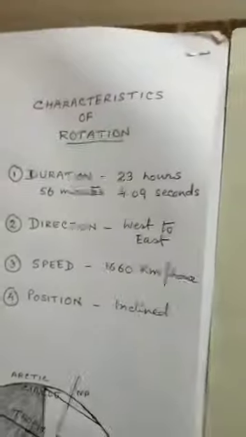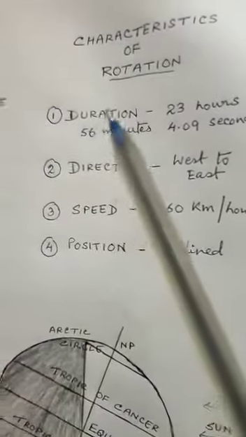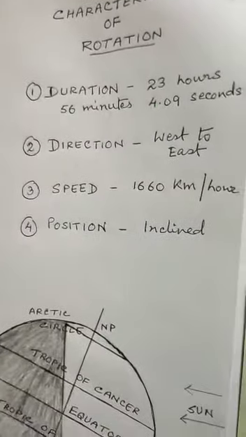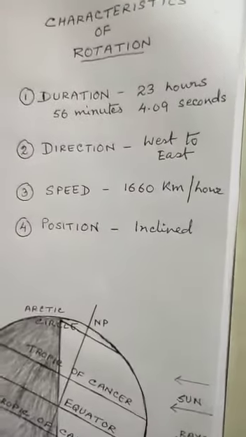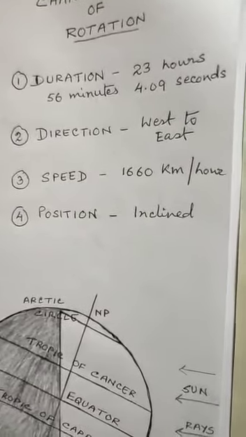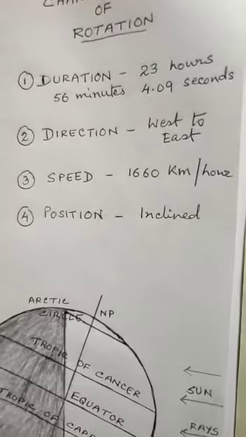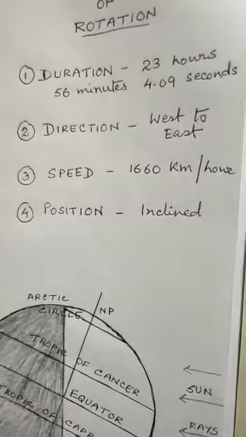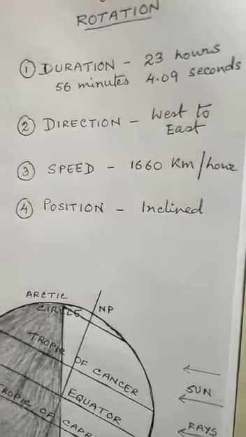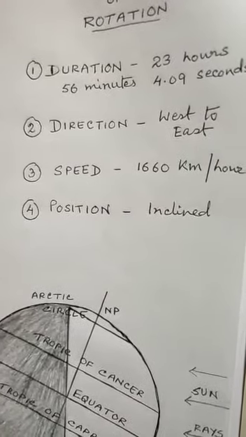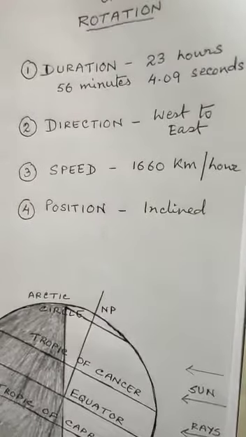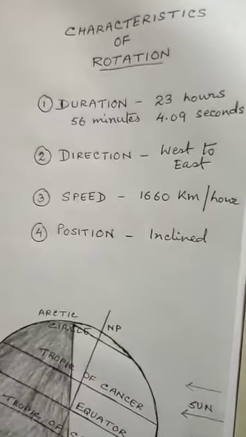So rotation is the spinning of the earth in an inclined position. Next we will learn about the characteristics. First is duration. The earth takes 23 hours, 56 minutes, 4.09 seconds to make a complete rotation. What is the direction? The earth moves from west to east. Then speed. Speed is 1660 kilometers per hour. Position. The position is inclined. The earth rotates in an inclined position. So these are the characteristics of rotation.